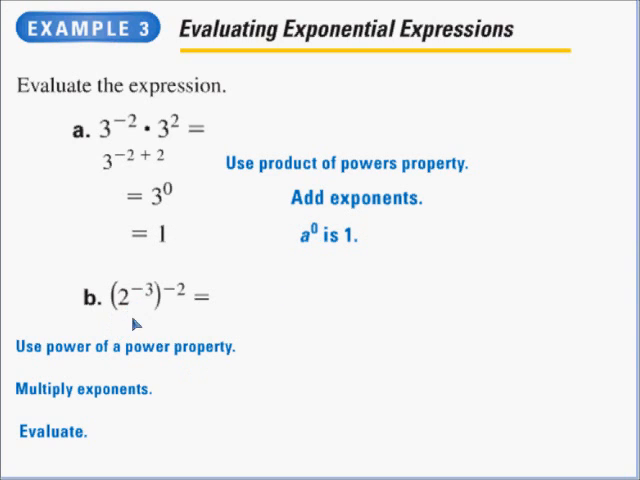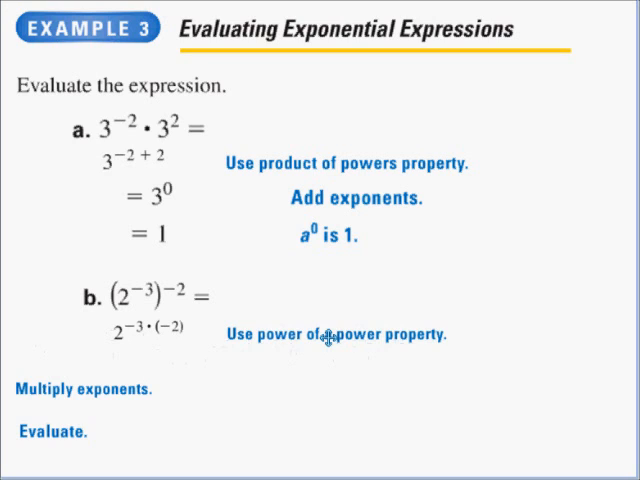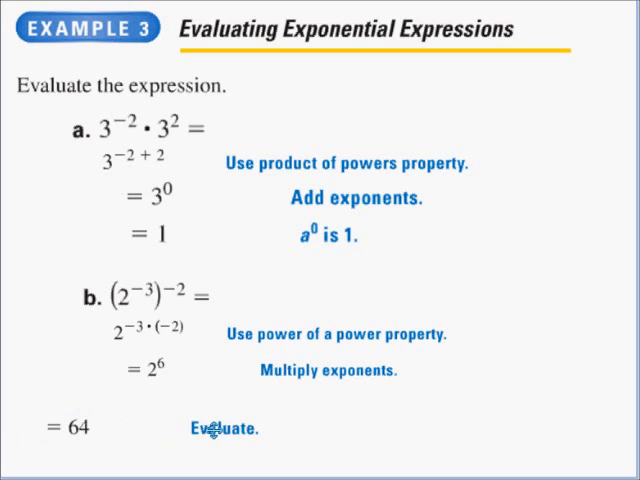In letter B, this time we have 2 to the negative 3 raised again to the negative 2. And this time we're going to use our power of a power property. So we're going to go ahead and multiply our exponents. A negative 3 times a negative 2 would give me a positive 6, 2 to the 6. And because we can simplify that further, we will do that. And 2 to the 6 is 64.